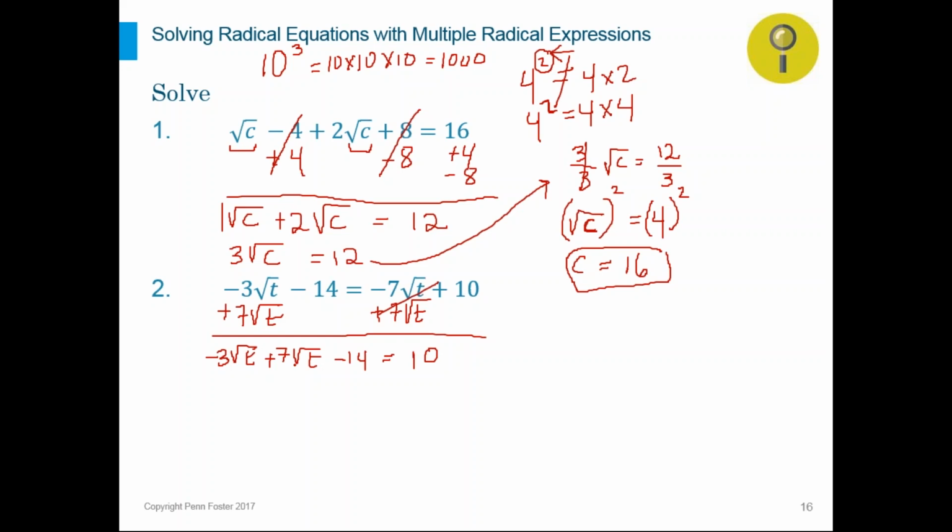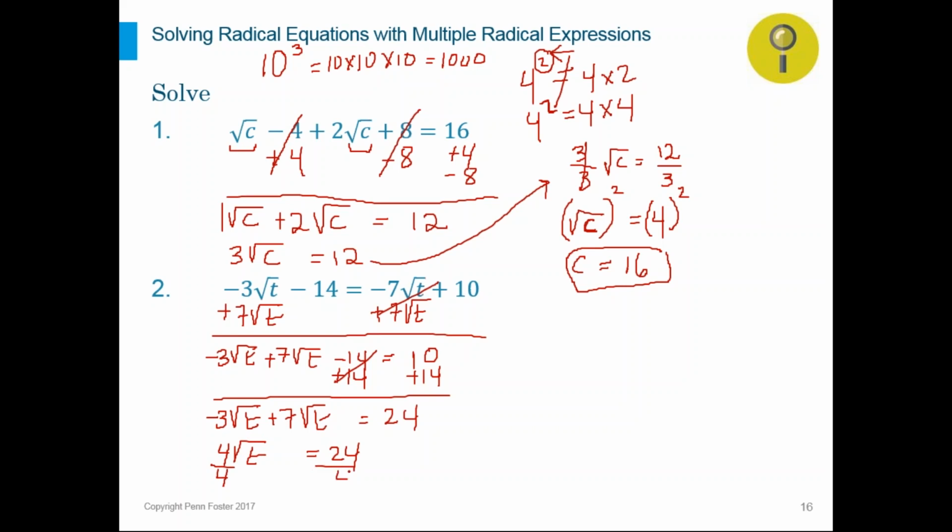I need the radicals to be on one side, but I have a -14, then add 14 to bring it to the right side and add 14. Let's rewrite. So far we have -3 the square root of t plus 7 the square root of t, that's a 0, equals to 24. Now I can combine -3 plus 7 is 4. +4 the square root of t equals to 24. Now I need to isolate the radical, but it's times 4, then divide over 4 and divide over 4 to make it alone in one side.